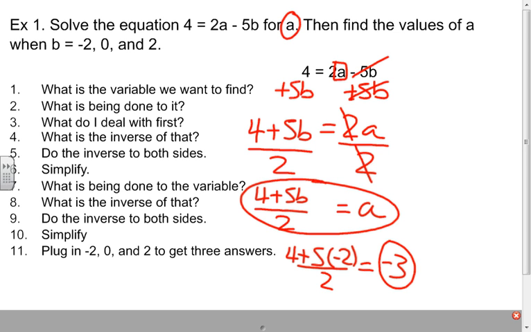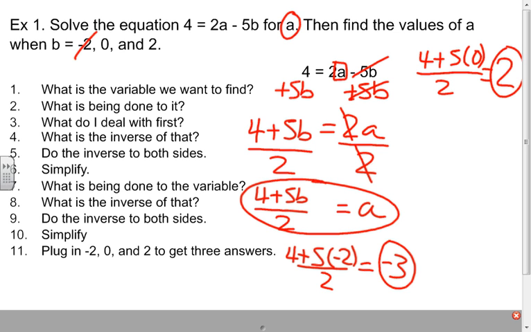Next, we have to plug in 0 where the b was. 4 plus 5 times 0, divided by 2. 5 times 0 is 0. 4 plus 0 is 4. 4 divided by 2 is 2. So there's another answer.